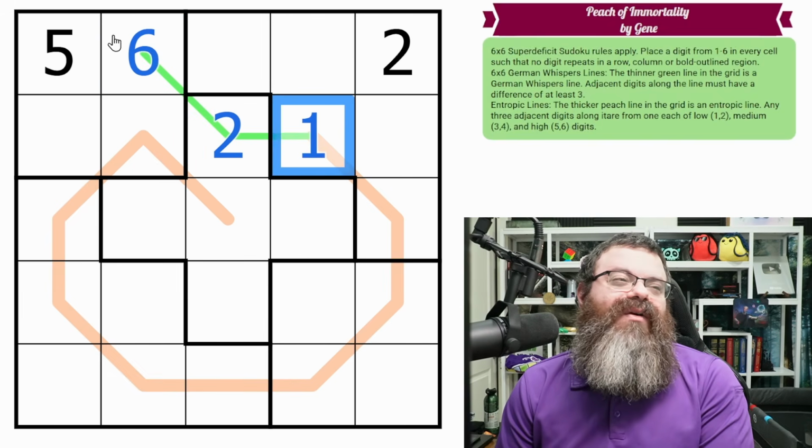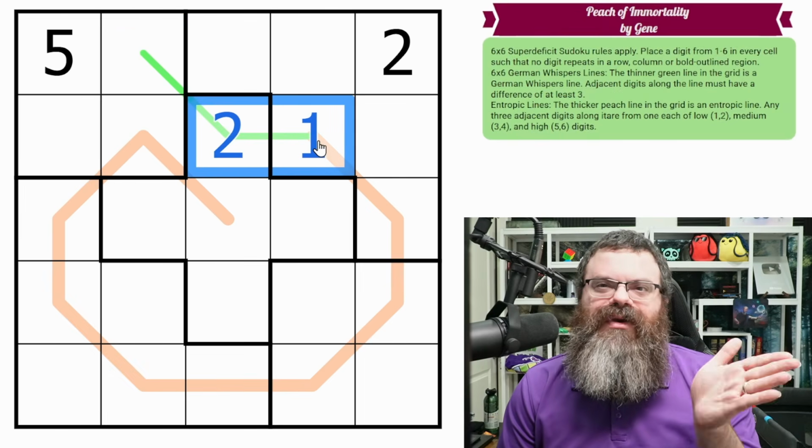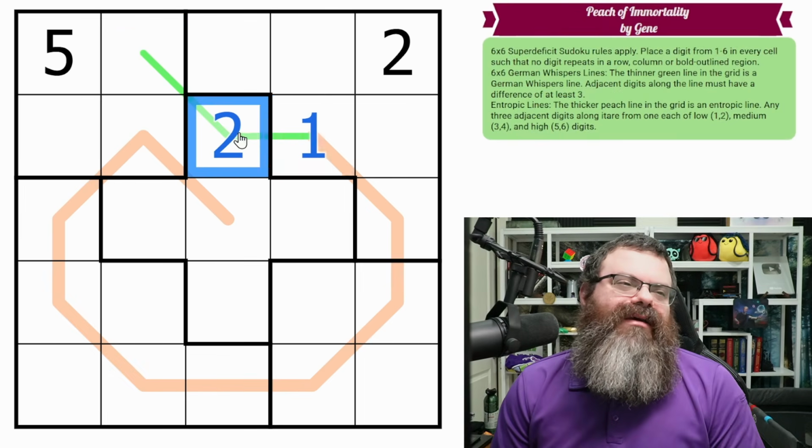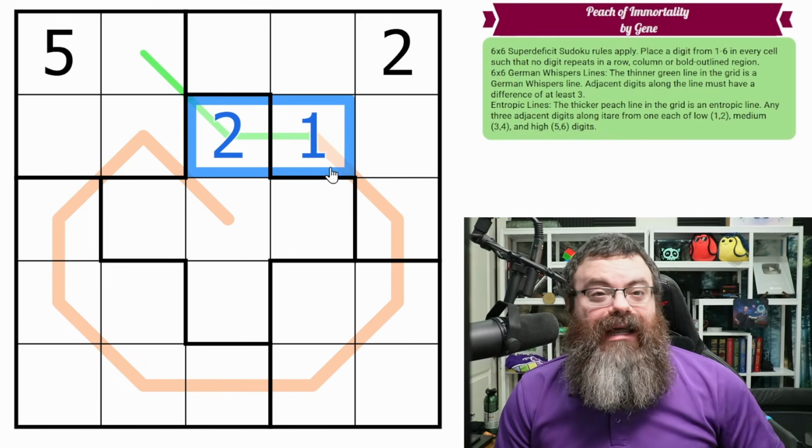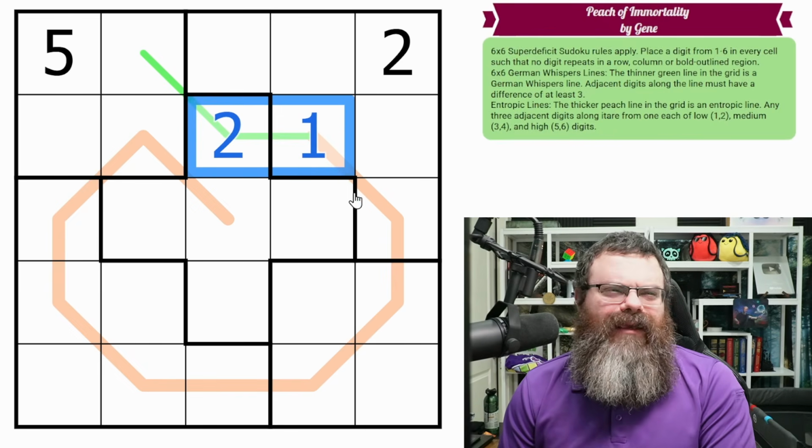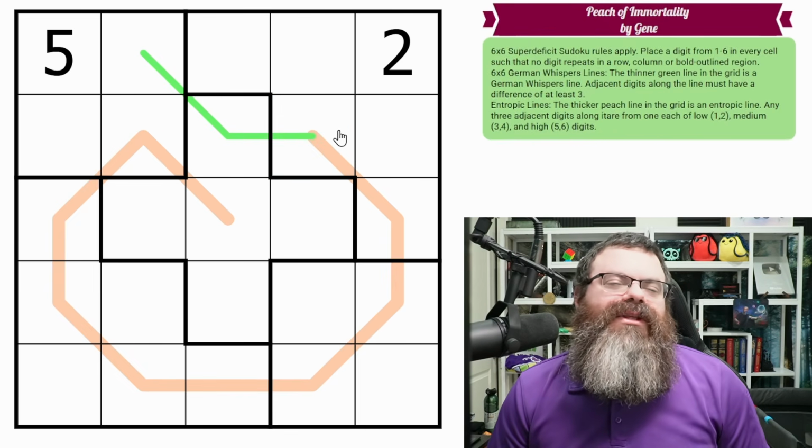What I can't do is something like 1, because 2 minus 1 is 1. You always do the bigger minus the smaller. Order doesn't matter. But 2 minus 1 is 1. That is not at least 3. 1 is less than 3. Hopefully you knew that already.